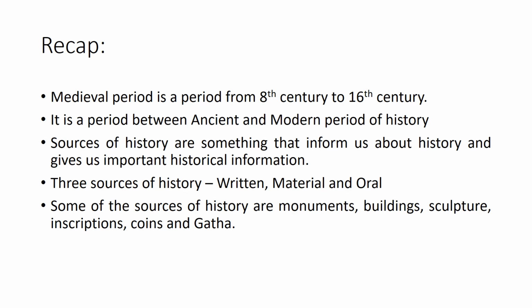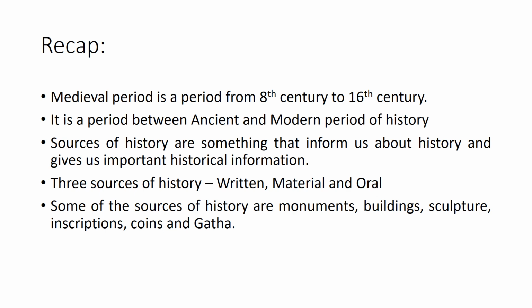A quick recap of what we know so far. The medieval period is a period from the 8th century to the 16th century. It is a period between the ancient and modern periods of history. Sources of history are something that inform us about history and give us important historical information. Right, sources of history means any source could be something or someone which gives us information, right? So sources of history means any object or any person from whom we get information about history, about our past. That object and that person is a source of history, right?